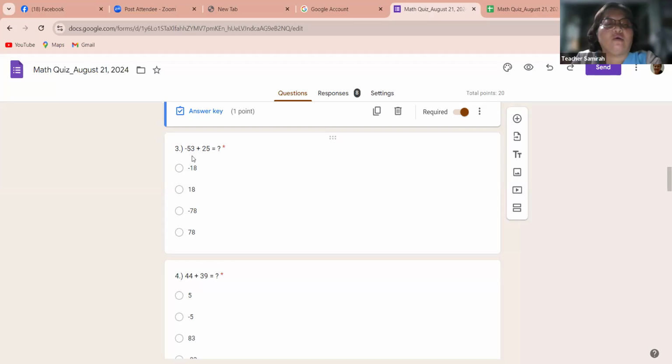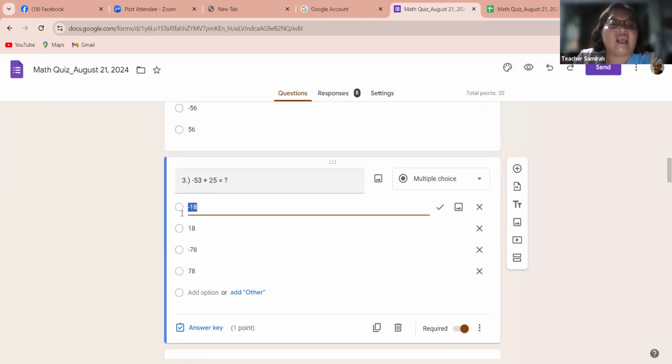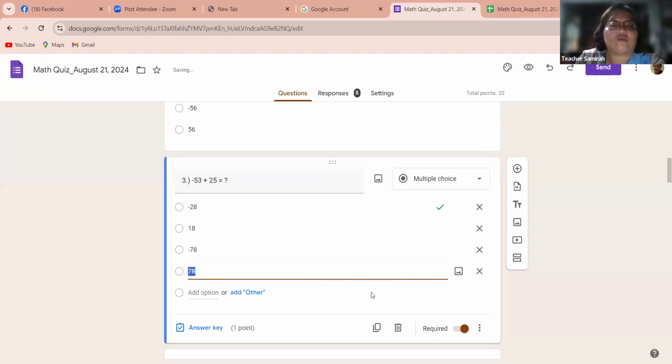Since we are going to subtract, 13 minus 5. What is your answer? 8. Okay, 4 minus 2. Oh, it should be 28. 4 minus 2, it should be 28. Negative 28. So I was wrong about this one, but the answer is this one. Most of you answered negative 18 or negative 28. It should be negative 28.